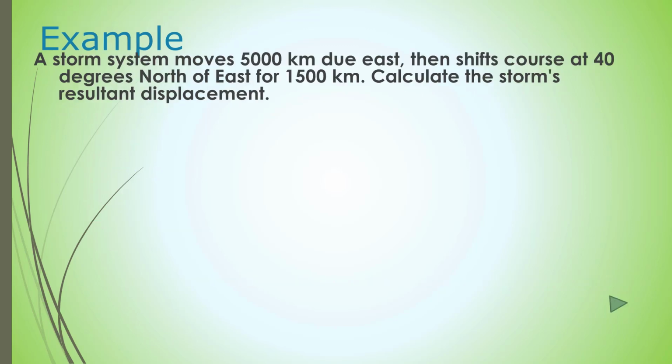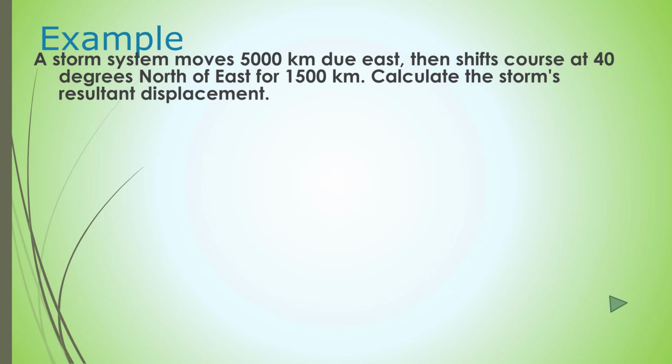So another example: a storm system moves 5,000 kilometers due east, then shifts course at 40 degrees north of east for 1500 kilometers. Calculate the storm's resultant displacement. Okay, let's say we have a storm which is moving 5,000 kilometers east.